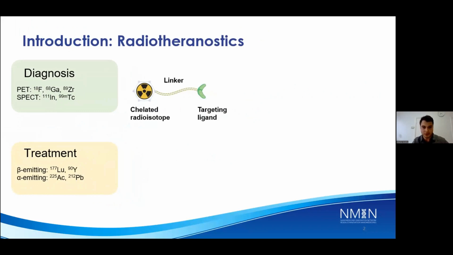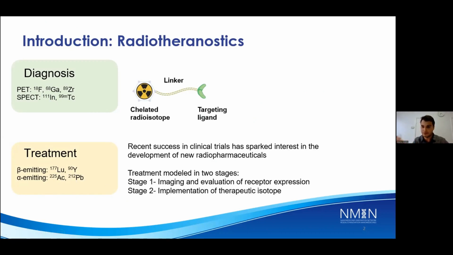These drugs work in such a way that they have a targeting ligand attached that has specific affinity for a receptor expressed in cancer tissue. Once the expression of this receptor is first validated, that same drug can be used to treat the tumor.